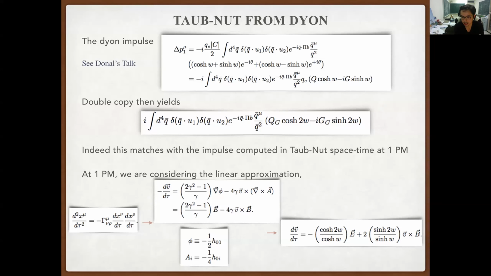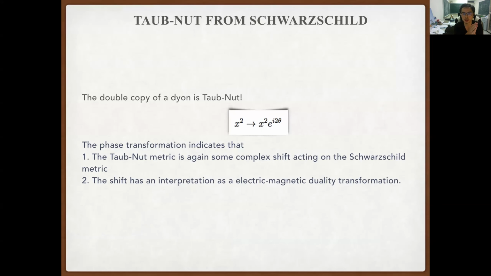Because this is a Lorentz force equation, all you need to do is take the dyon impulse that I computed before and rescale it by these cosine ratios. If you do the rescaling, then you immediately see that you go from the dyon impulse directly into the double copy result. This shows that indeed the double copy of this phase rotation gives you the top-knot result, which we're computing here, a probe particle going through the top-knot. Good. So for the double copy of the dyon, we've shown evidence that this is top-knot.